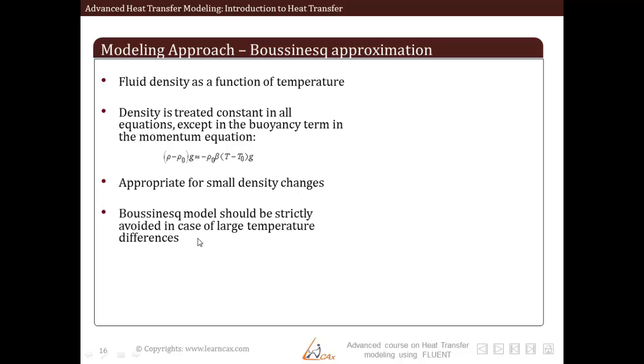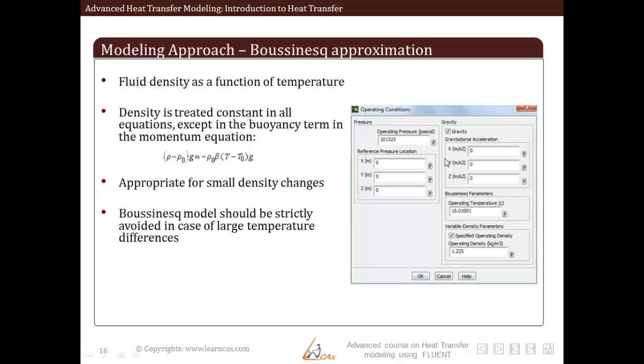It should be strictly avoided in cases where a large temperature difference is present, and for this we need to specify the operating density also here in the operating conditions panel. And this particular approximation is not applicable for species calculation, combustion, and reacting flows.